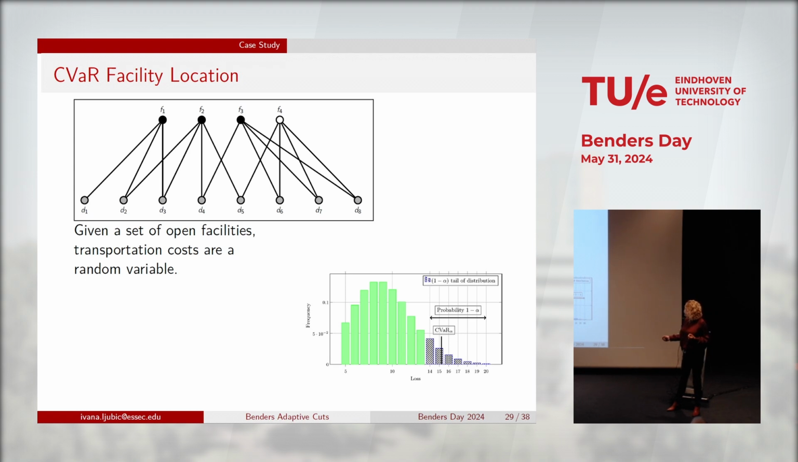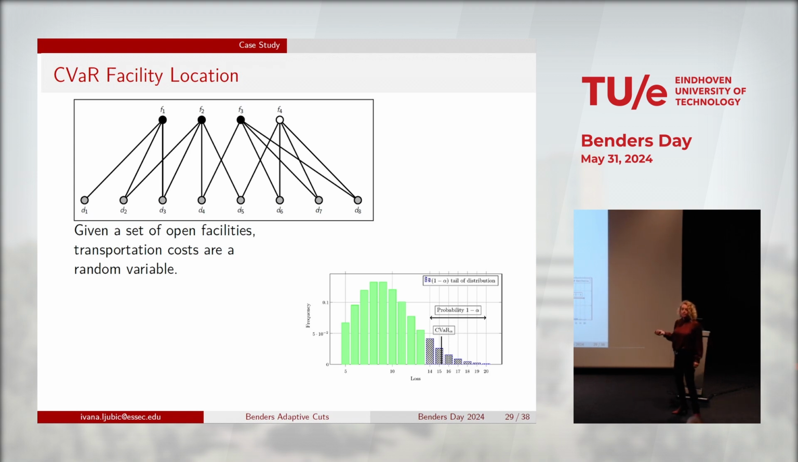So if this value of alpha, we move it between 0 and 1, if alpha goes to 100%, then we are actually optimizing expected value. If alpha goes close to 0, then we are optimizing the worst case scenario. So that's why the CVaR measure is very powerful and it contains as a special case what we have seen as the expected value. Okay, so how do we model this?